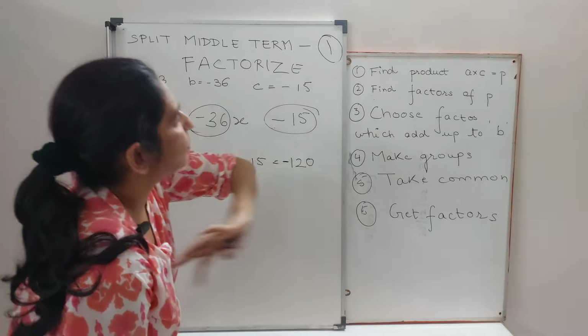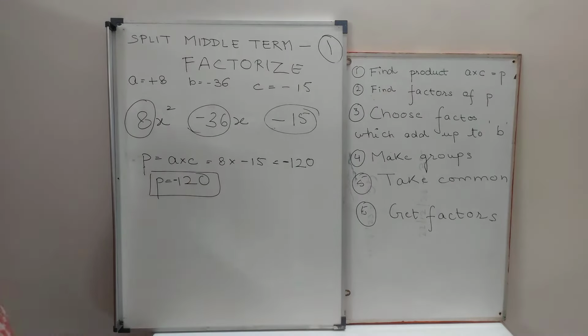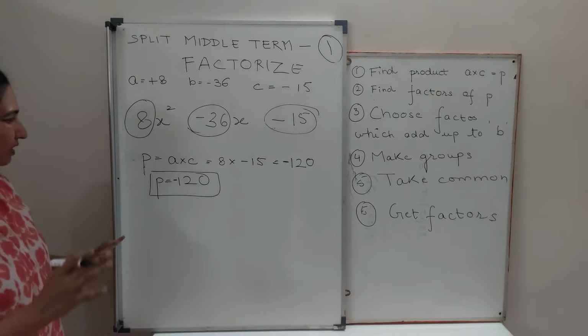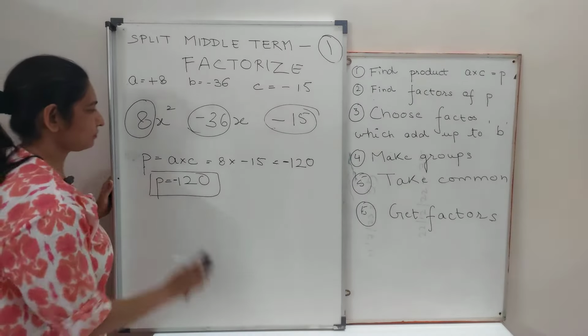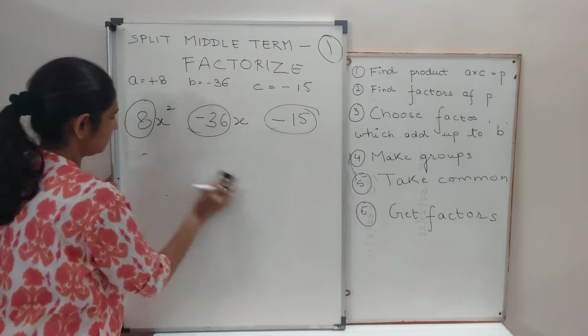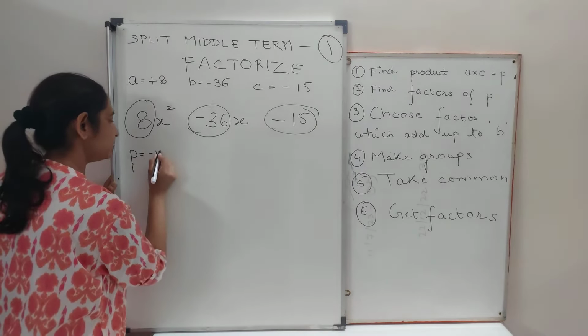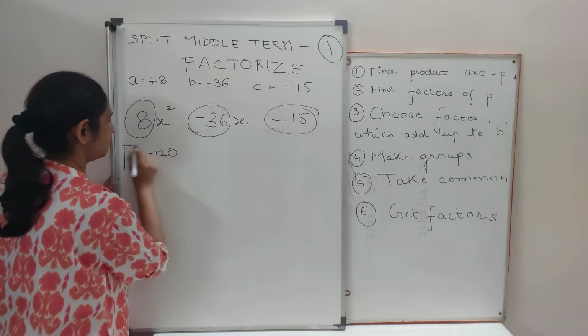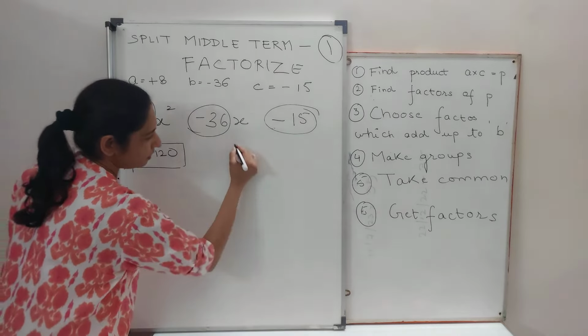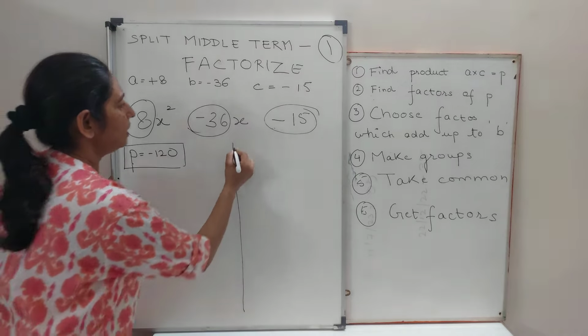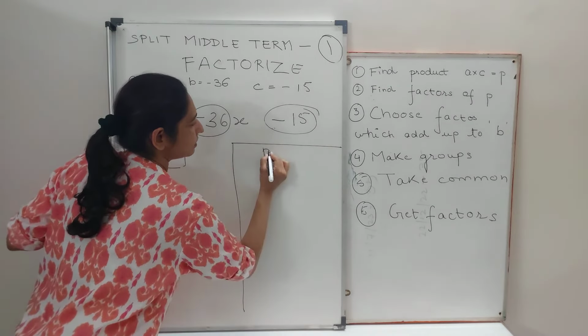Now let's see. Find the factors of P. Now this thing you can always do in rough, because we don't want to spoil the main page. So P we got was minus 120, which is very important. Now in some rough work, I'll write this P.